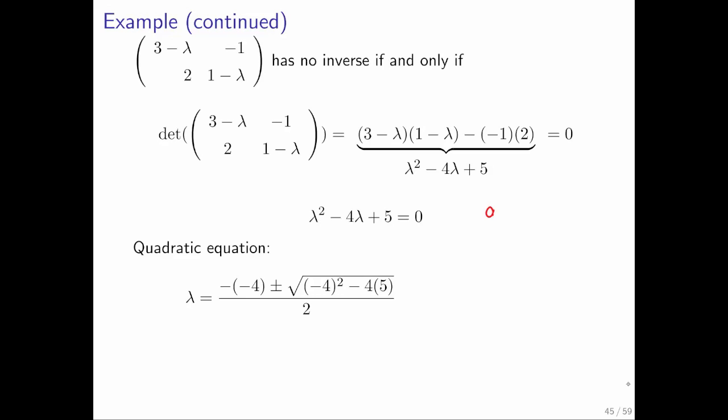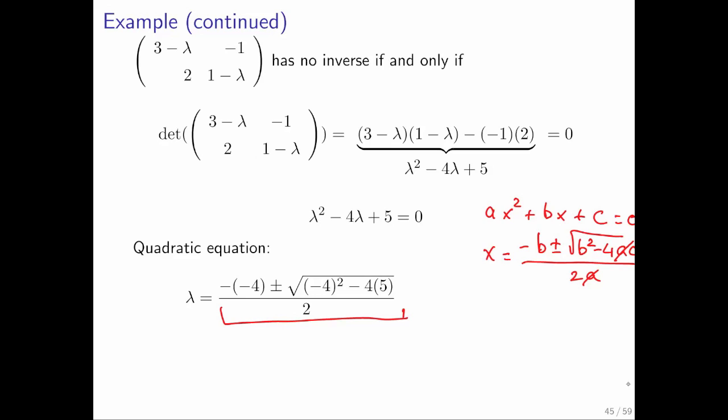Remember that if you have a times x squared plus b times x plus c equals 0, then the roots are given by x equals minus b plus or minus the square root of b squared minus 4ac, all divided by 2a. Now in this particular case a is 1, so we can strike that out. And if you then plug in the coefficients for this particular quadratic equation, you end up with this right here.